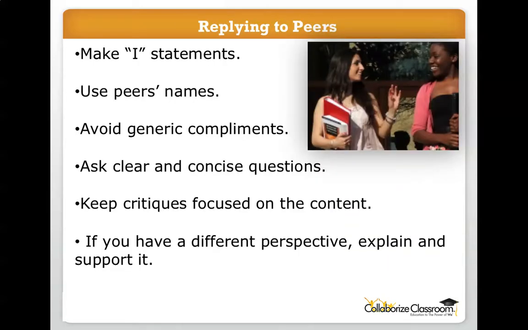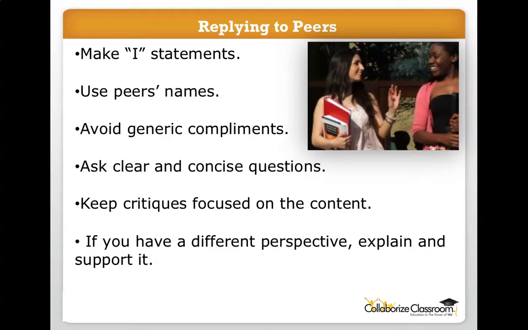And then even for students who are adult learners, it's nice to just remember basics about replying to people. In the online space, we don't have the benefit of body language, so remind them to make I statements, to use each other's names when they're replying to each other, because that really personalizes the space and makes it more human.